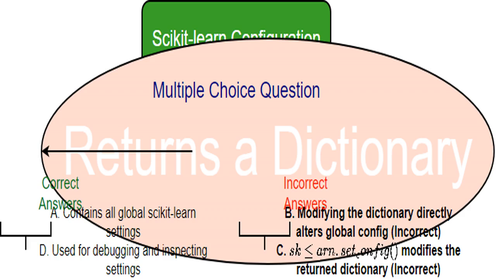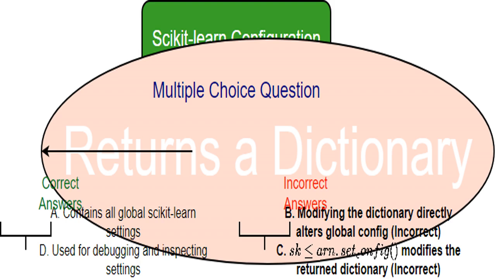The function returns all its configuration settings as a dictionary, a data structure where you have key-value pairs. Each key represents a specific setting, and its associated value shows the setting's current state. For example, one key might be print_changed_only, indicating whether scikit-learn only prints changes made to the model.